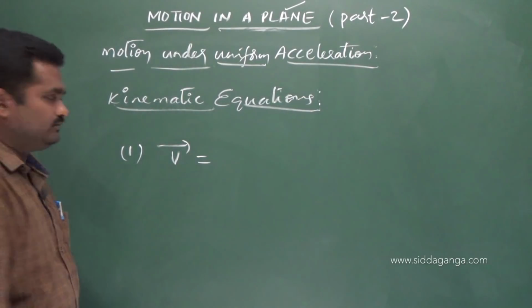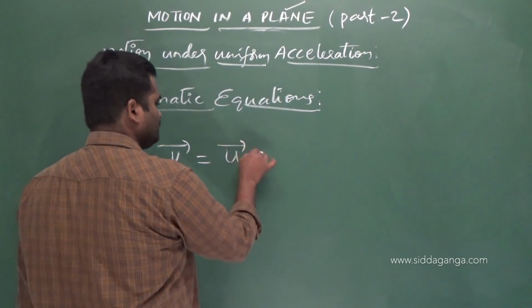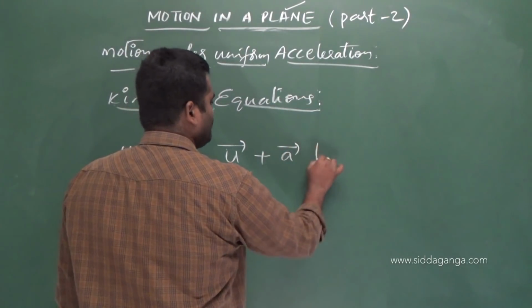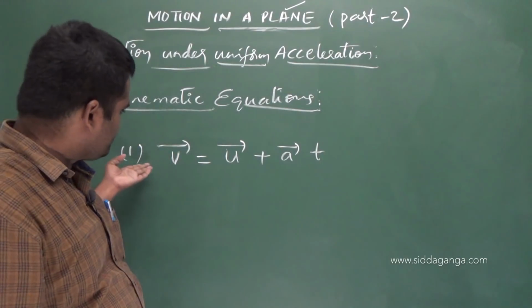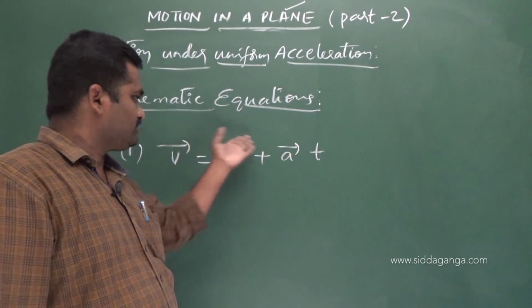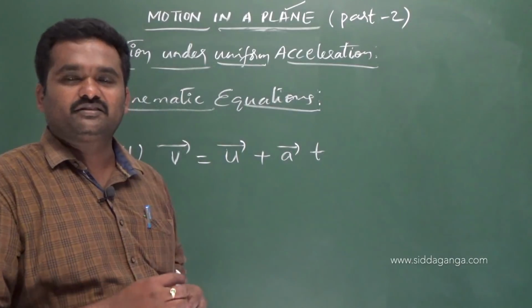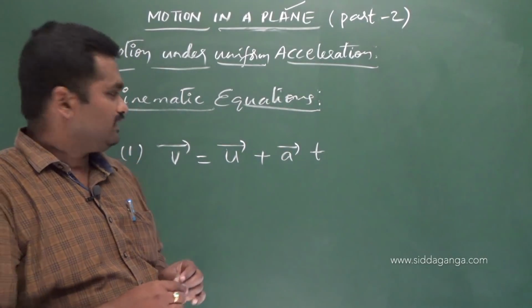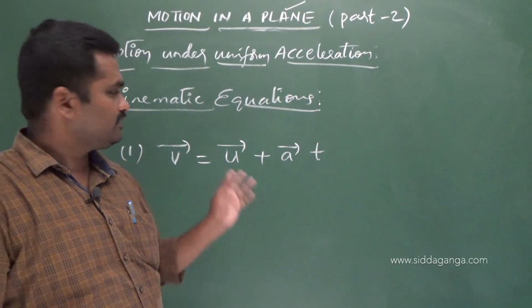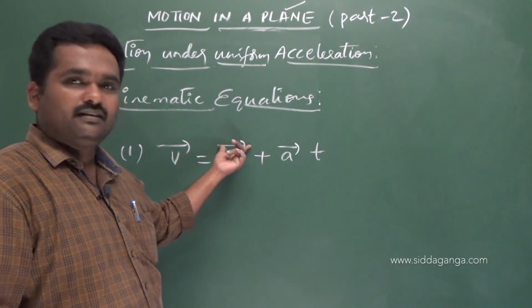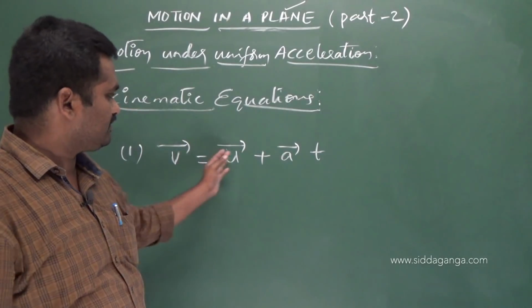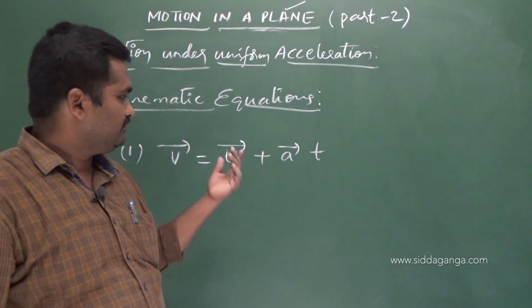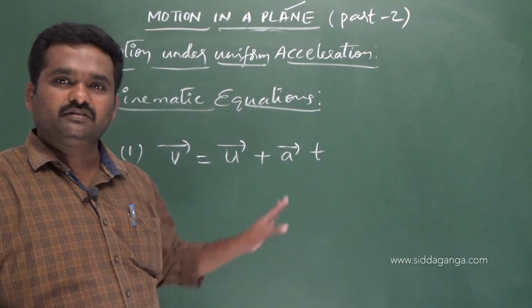V bar equals u bar plus a bar into t. What specialty is there in that, sir? You have written the same v, u, a, t, with some vectors. You will come to know when we start doing some problems or examples what the difference is for writing this in vector notation. We will see what difference it holds.